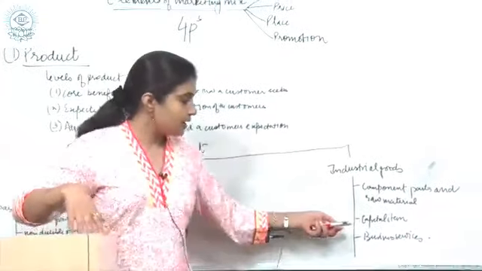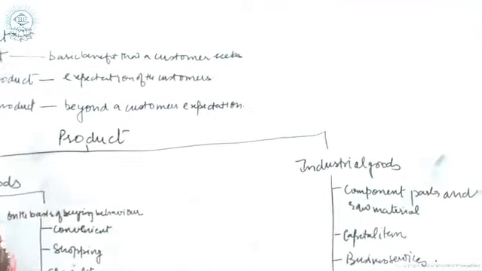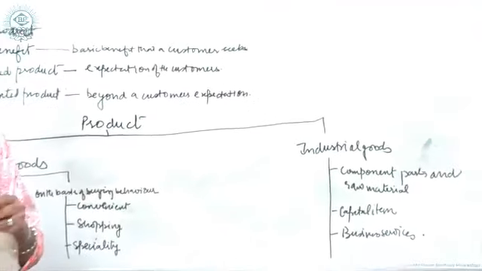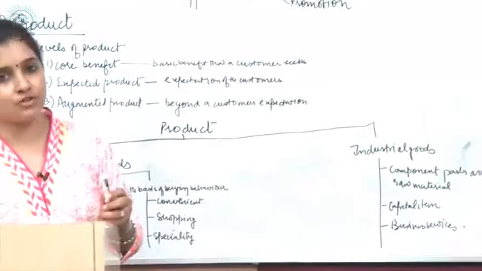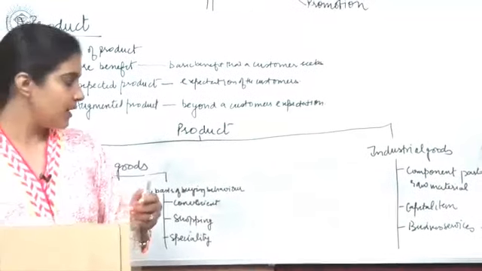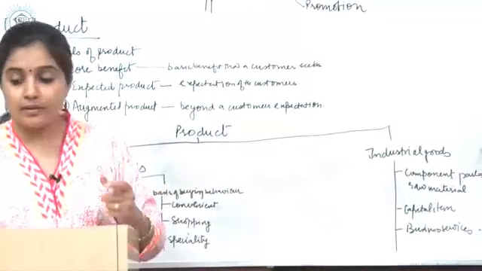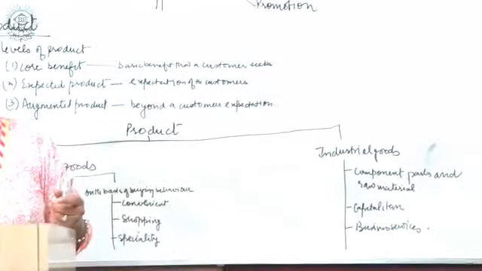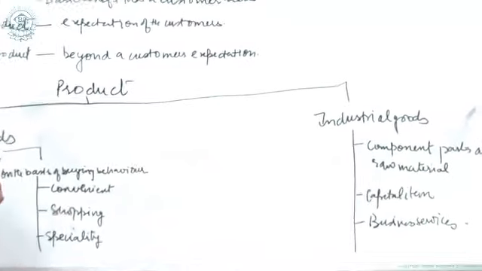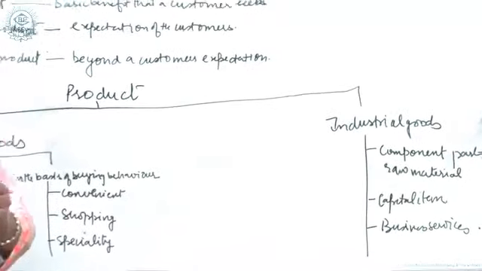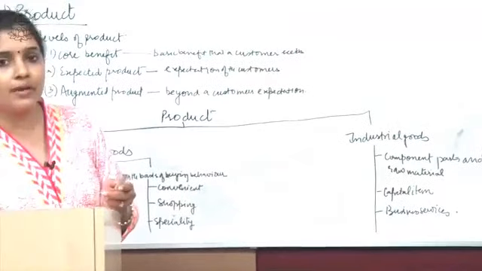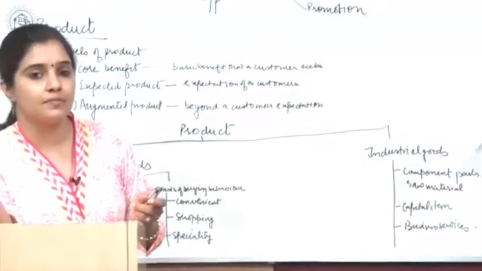Then comes your capital items. Capital items will include all the big machinery and equipment which will be required to manufacture the products, right? And last comes your business services, right? Such services facilitate smooth production. For example, your power in the factory, lighting in the office, right?